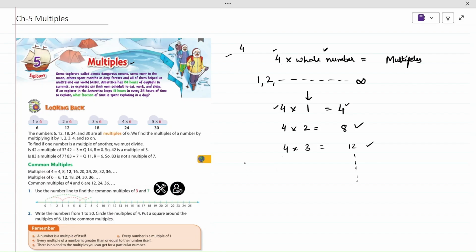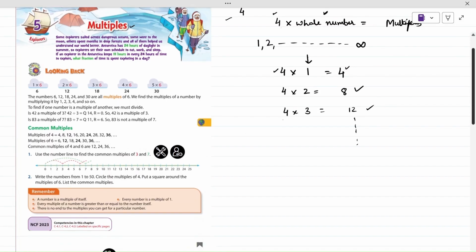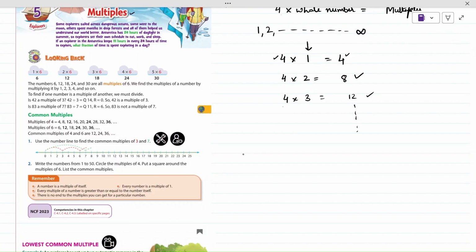Now let's move ahead and take another example. Let us take the example of another number. I'm taking 7 now. So what are the multiples of 7? Just multiply 7 with the whole numbers. The first multiple is the number itself, 7, then 14, 21, 28 and so on. All these are the multiples of 7. I hope you have now understood what multiples are.